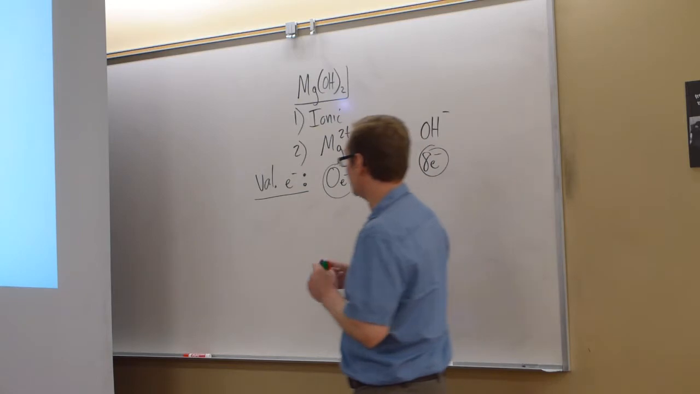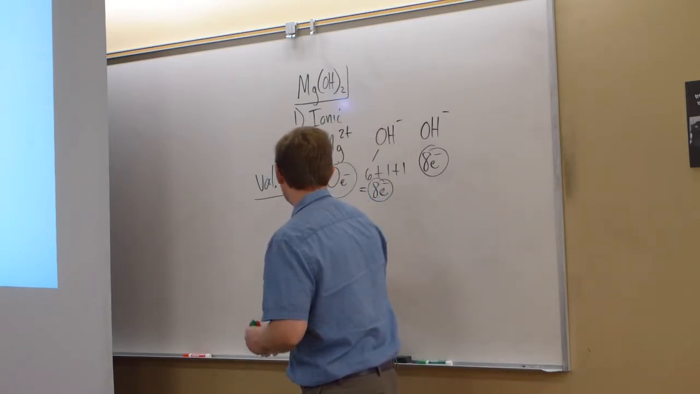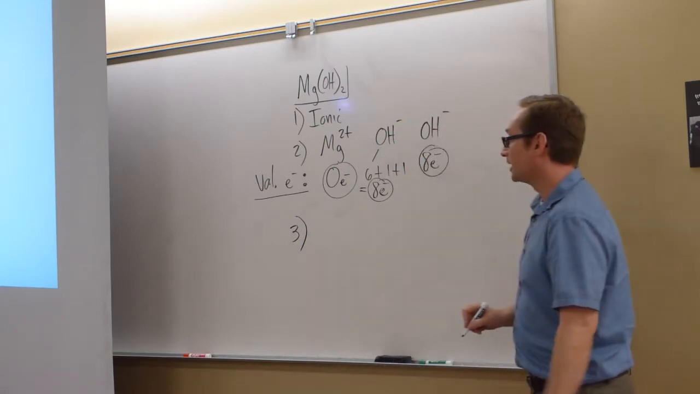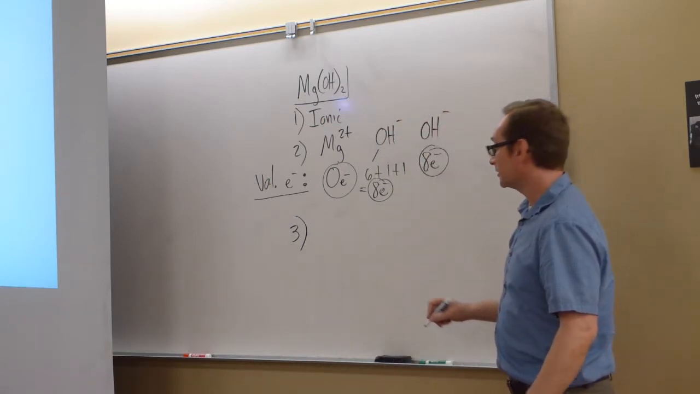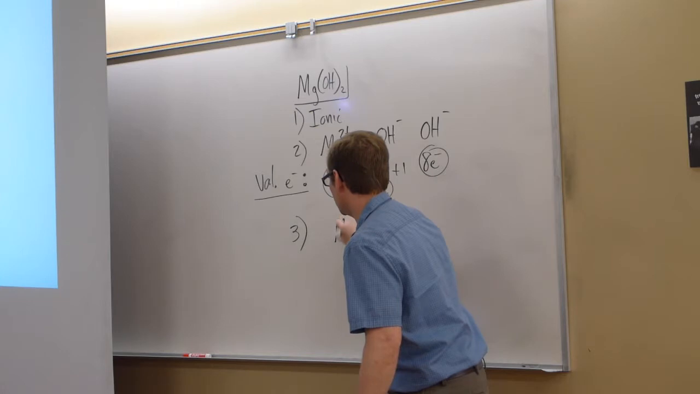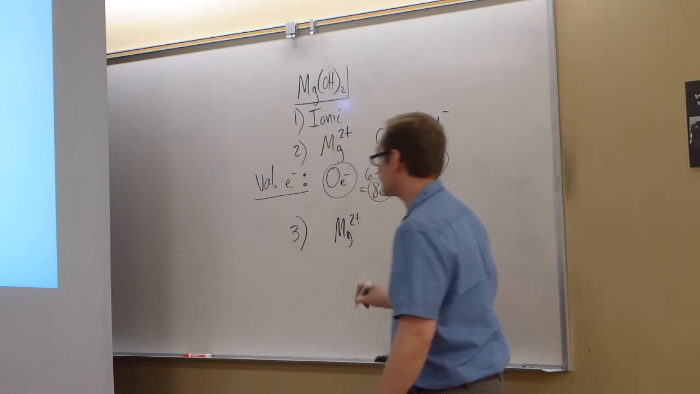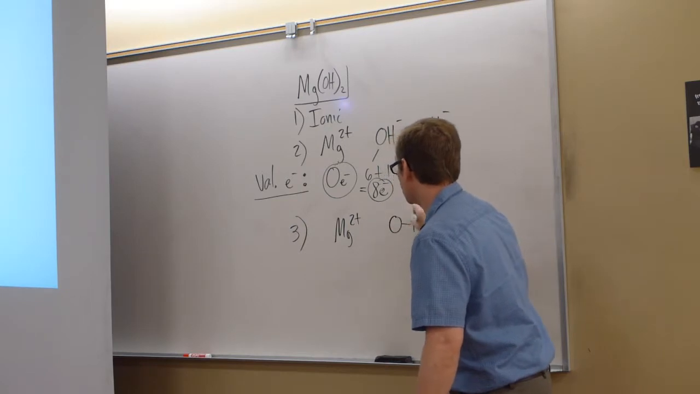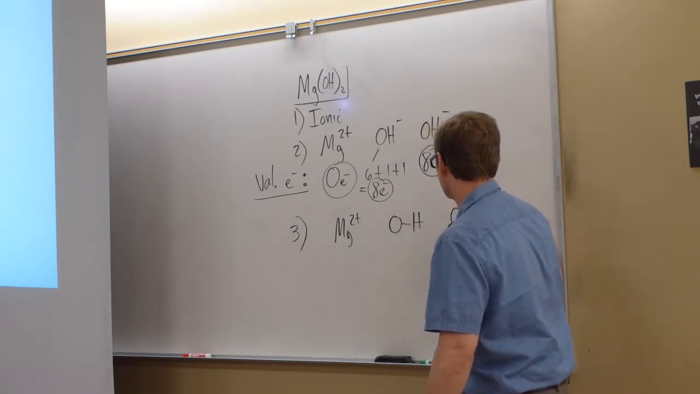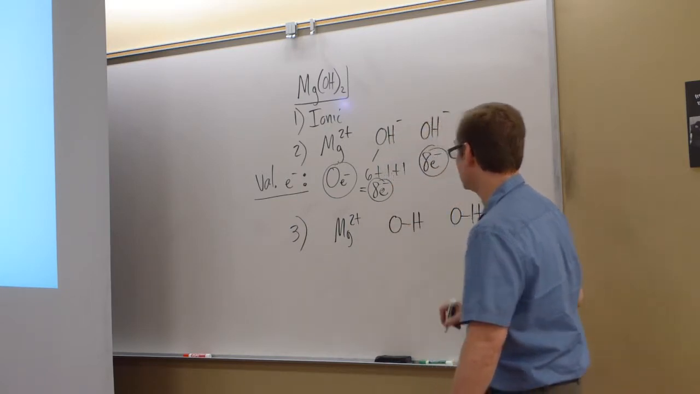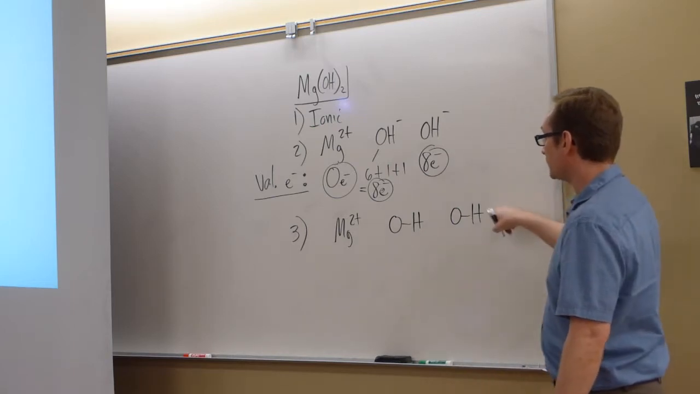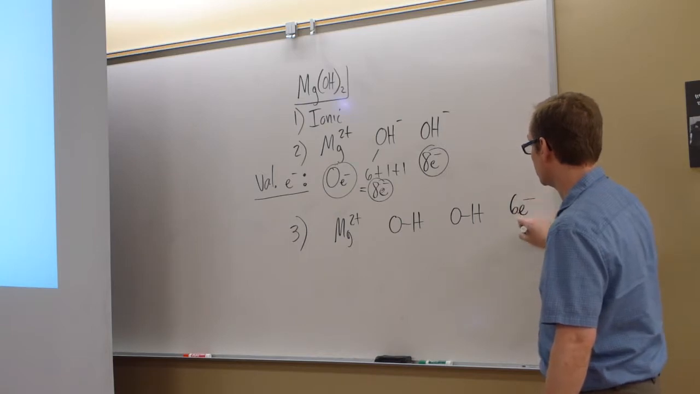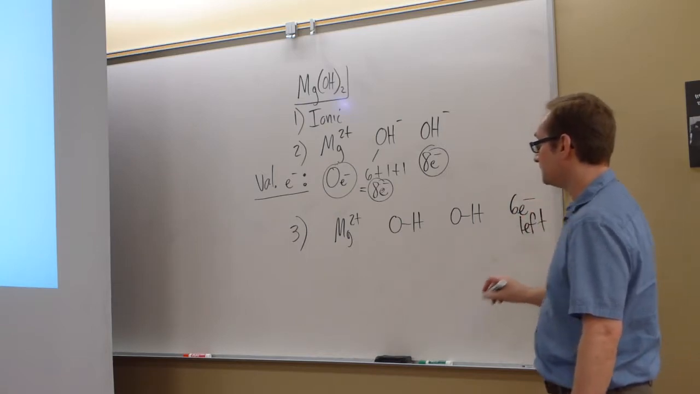Okay, so let's do step 3. Put together a framework. Our framework is going to be magnesium with its 2 plus charge. It's by itself, a monatomic ion. And then you get 2 hydroxide ions. With the hydroxide, we used up 2 electrons, so we'll have 6 electrons left for each of these.